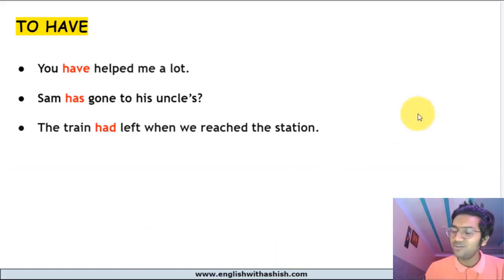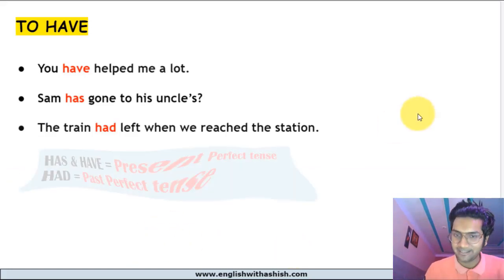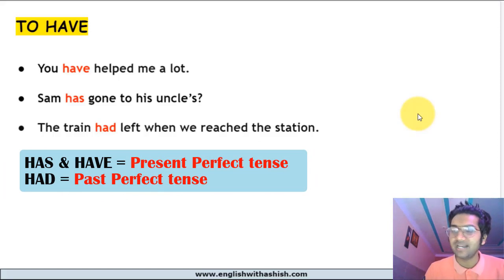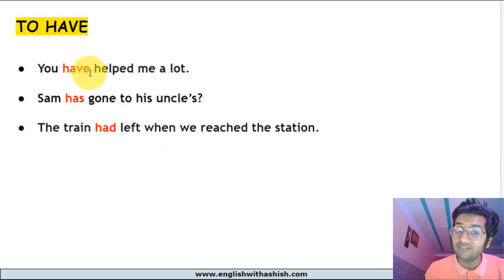In to have, we have three verbs: has, have, and had. Okay, and has and have are used in present perfect tense, and had is used in past perfect tense. Okay, here are some examples. You have helped me a lot. You have helped, right? And these are followed by a past participle. You have helped me a lot. They have helped me a lot. Have helping verb, helped main verb.